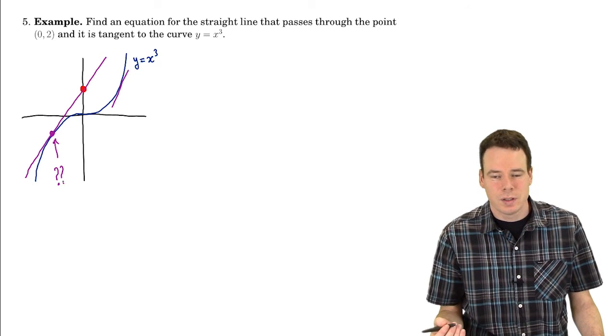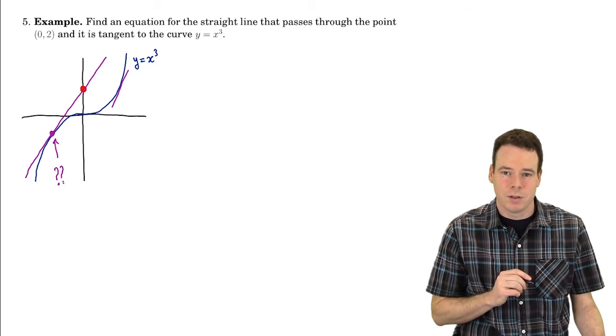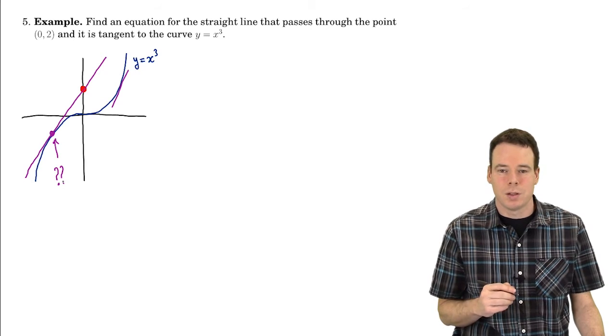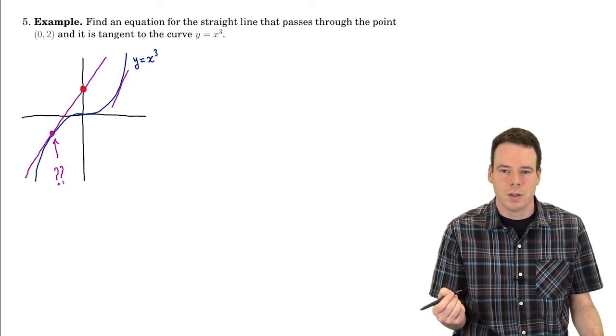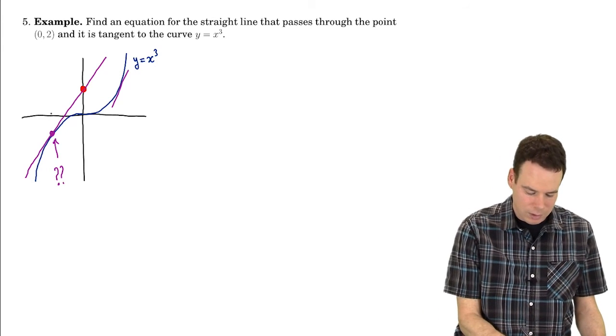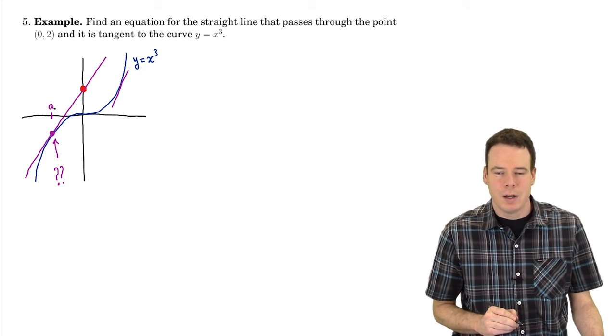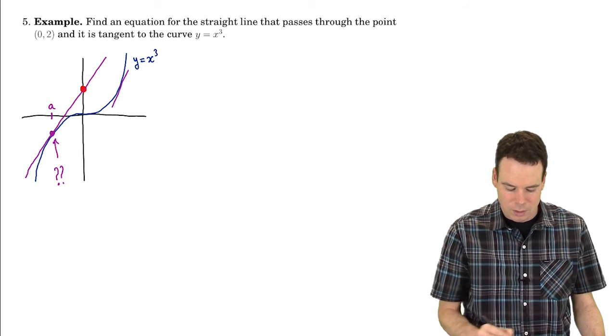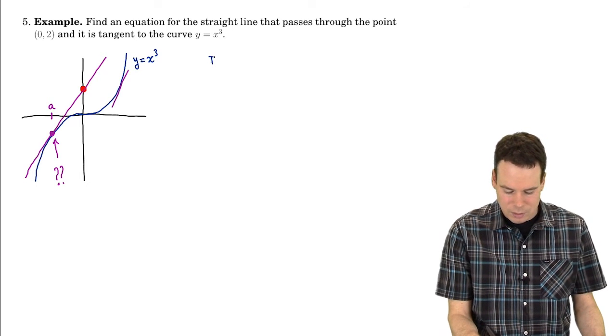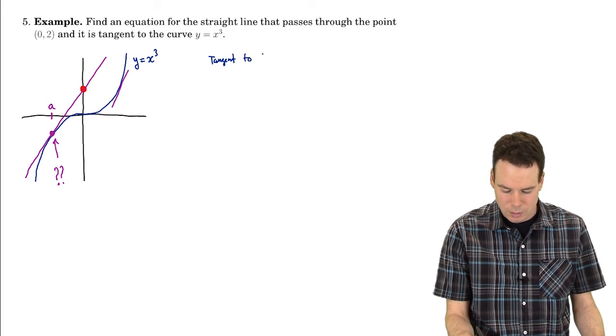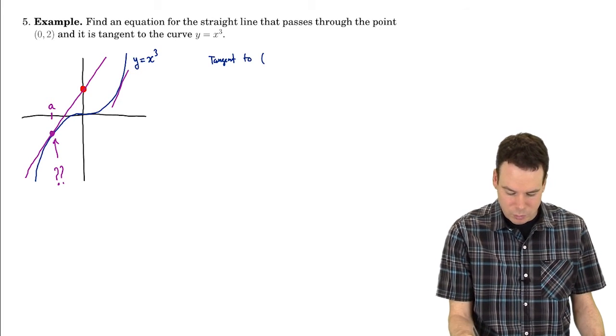Okay, so if we don't know what something is and we want to try to figure it out, what we can do is call it by some variable name, some unknown, and then try to figure out what the value of that unknown is. So that's what we're going to do. We're going to let a be the value of this unknown that we're trying to find. Now we're going to find the tangent line to the corresponding point. What's the corresponding point?